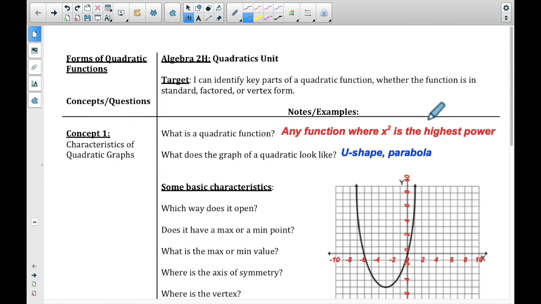So starting out, what is a quadratic? A quadratic is any function where x squared is the highest power. So when we talk about linear, it's just like mx plus b, right? But when we talk about quadratics, we start getting to x squares. And that creates a shape that is kind of a U shape. It is a parabola, and that's probably a word that you've learned before as well.